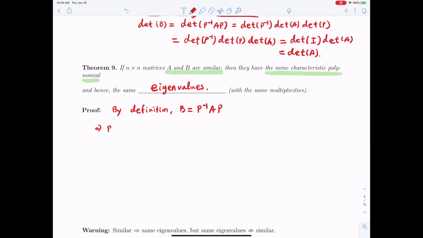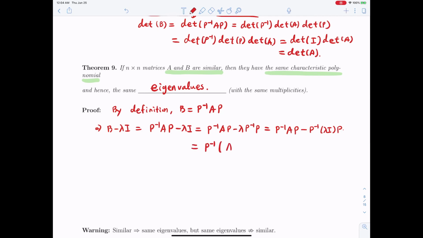So B minus lambda I equals, well, we can replace B by P inverse times A times P. So this gives you P inverse AP minus lambda I. But the identity matrix is the same as P inverse times P. Or you can put lambda in between P inverse and P, so like P inverse times lambda I times P. And then we can factor out P inverse and P, something like this.